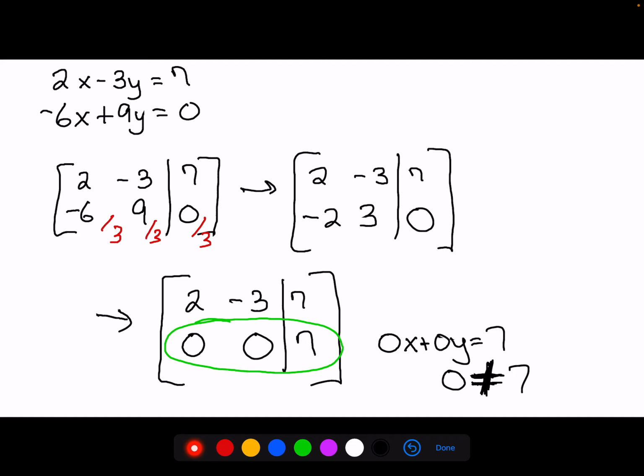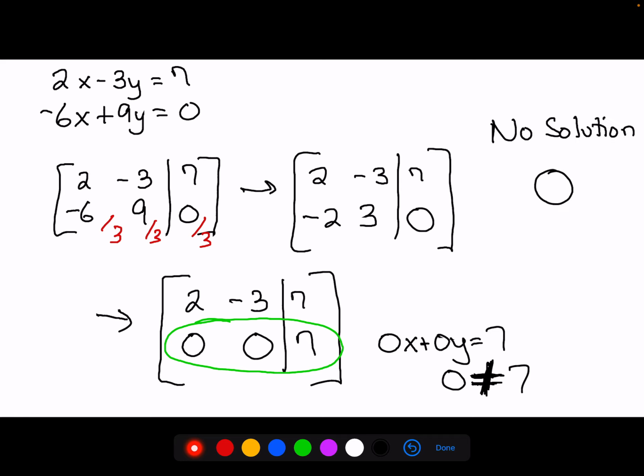That's false. So if you get a situation like that, where you get all zeros on one side of one of the equations, and still a number on the other side, and they're not equal to each other, then there's no solution to this.